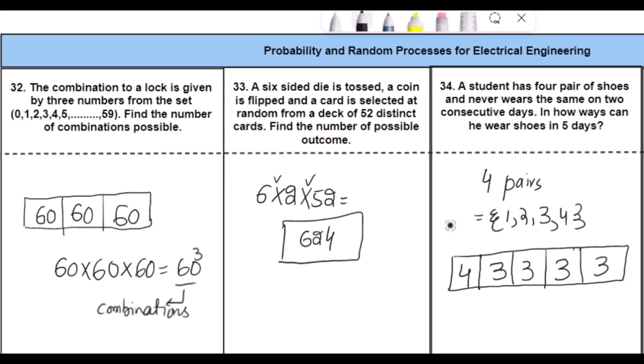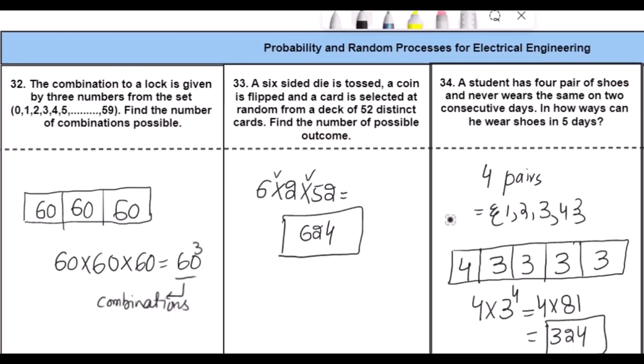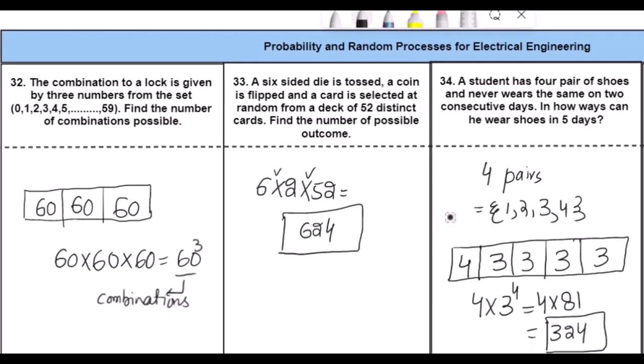So as you can see, this is again a combinatorial problem. So I will use 4 multiplied by 3 multiplied by 3 multiplied by 3 multiplied by 3. That would be 4 multiplied by 3 raised to the power 4, which is 4 multiplied by 81, so that would be 324. So he would have 324 choices, out of which he can use any one in the 5 days. So that is the solution of this problem.